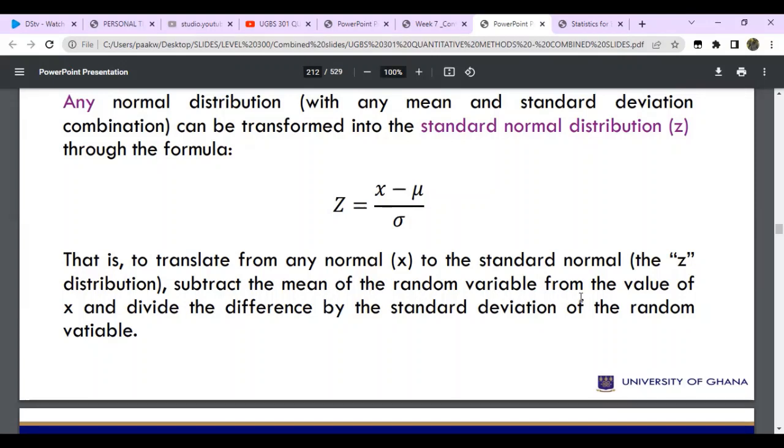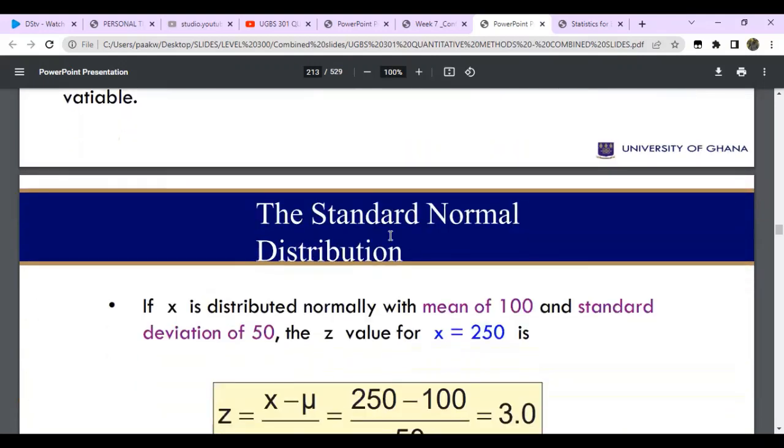Subtract the mean of the random variable from the value of X and divide the difference by the standard deviation of the random variable. So this is the formula. Z is equal to X, the normal distribution value, minus mu, or the mean, which will be given, over the standard deviation, which will also be given. Then you begin to standardize, before you move on to draw your curve for the Z values and use the table to find the probabilities under such curve. Do you get it?